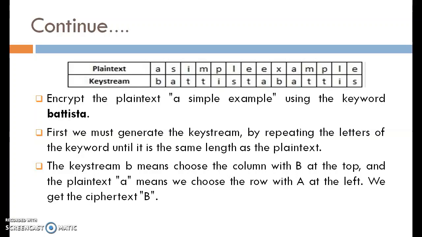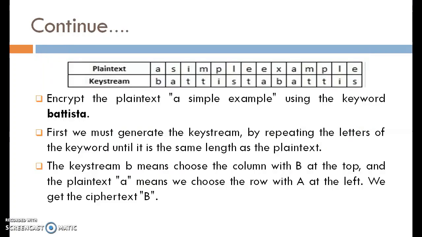Then consider that our plain text is a simple example and our key is Batista. So write the plain text first and then the key letters. If the plain text letters are more, then we repeat the key letters again. So after writing BATISTA, we start again with the key letters, BATIS. In this way we repeat the key letters until the end of the plain text.